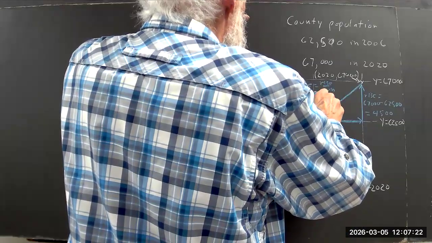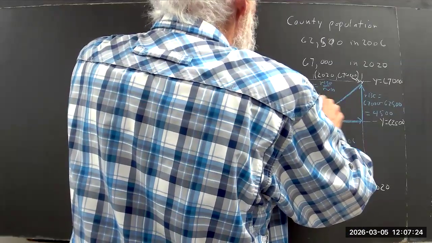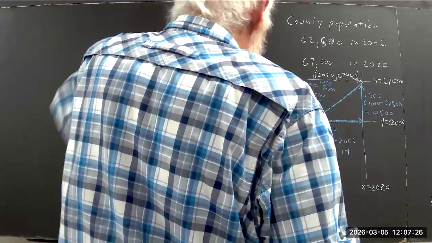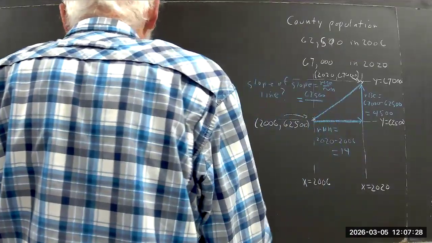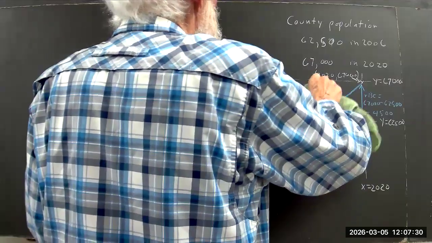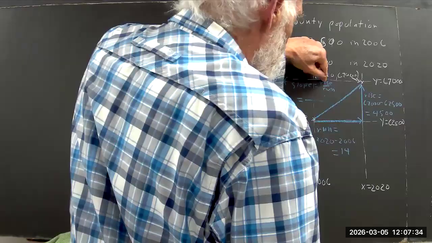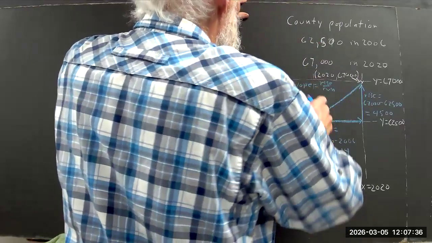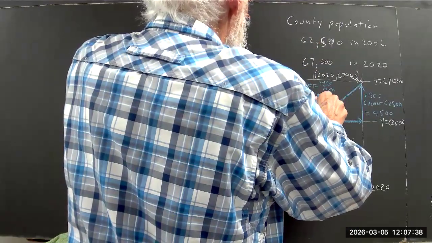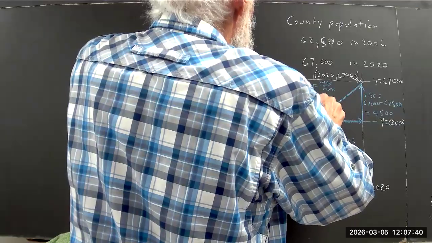It's 67,500. No, it isn't. Writing down the number I see. It's rise over run. Let's be careful. The rise is 4,500. The run is 14.